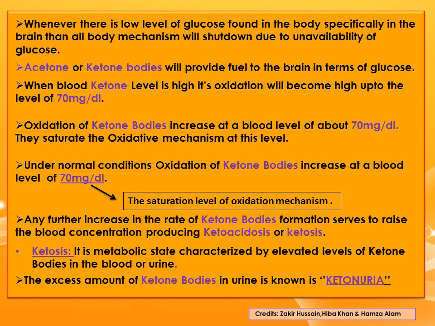All of you must be aware that whenever there is a low level of glucose in the body, specifically in the brain, all body mechanisms will shut down due to unavailability of glucose. This is what I already told you when we were taking the regular classes. So acetone or ketone bodies will provide fuel to the brain in terms of glucose. When blood ketone level is high, its oxidation will become high up to the level of 70 milligram per dL.